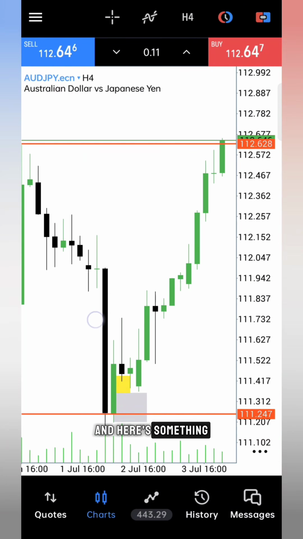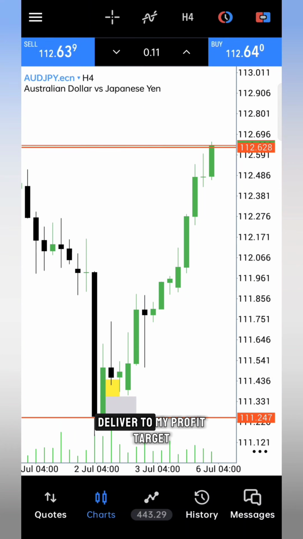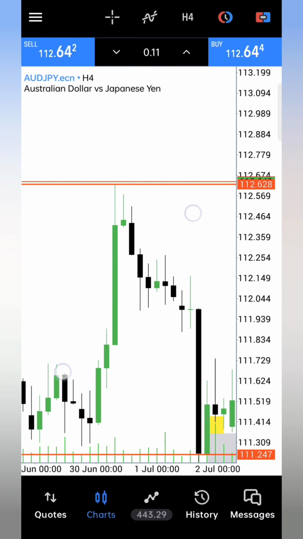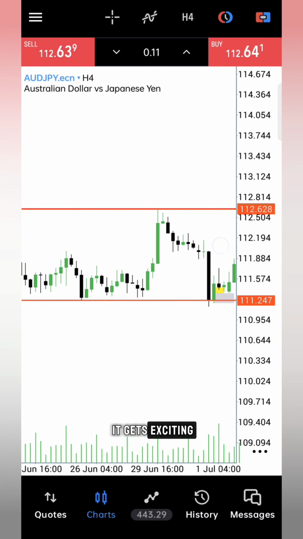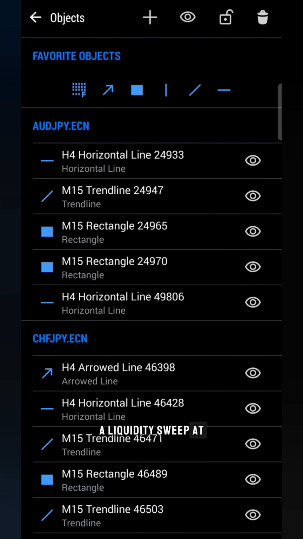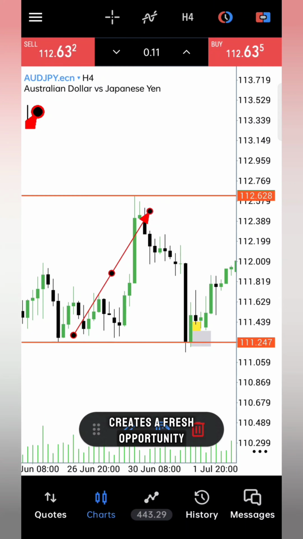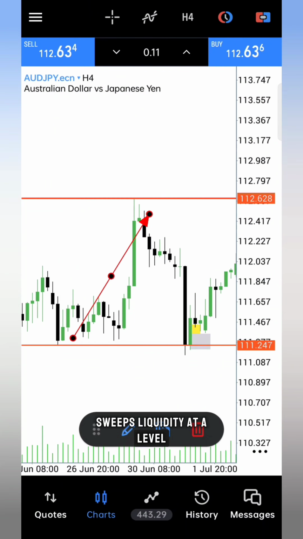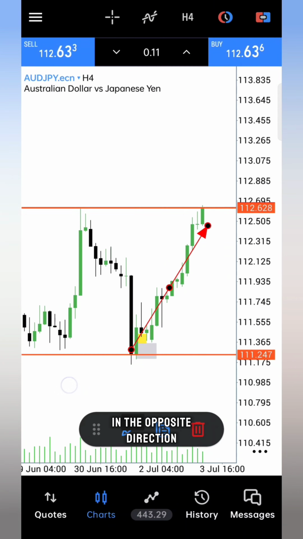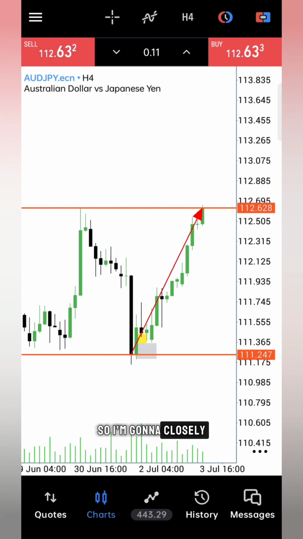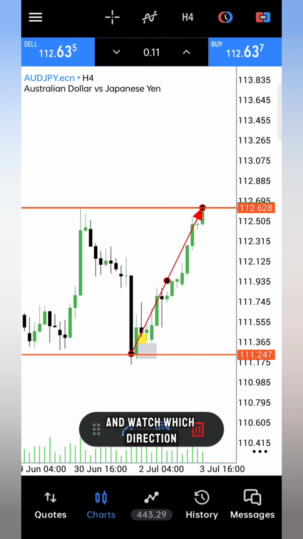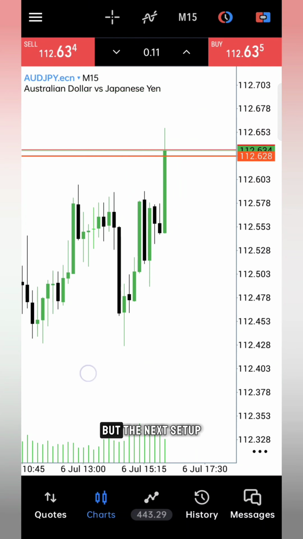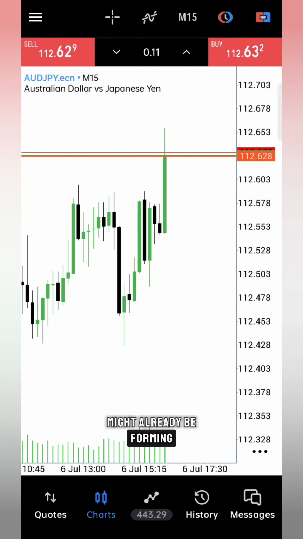And here's something interesting. Price didn't just deliver to my profit target, it also swept the liquidity at that exact level. And this is where it gets exciting. A liquidity sweep at a profit target zone creates a fresh opportunity. Because after smart money sweeps liquidity at a level, they typically reverse price in the opposite direction. So I'm going to closely monitor this zone and watch which direction price decides to move next. Profit is booked. But the next setup might already be forming right here.